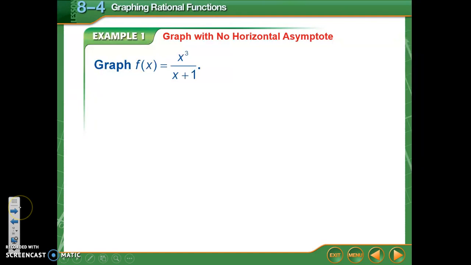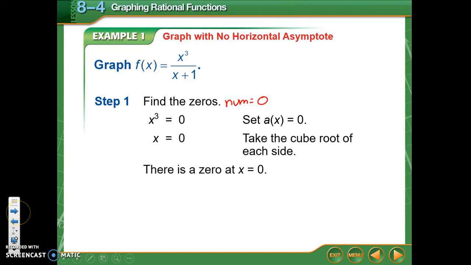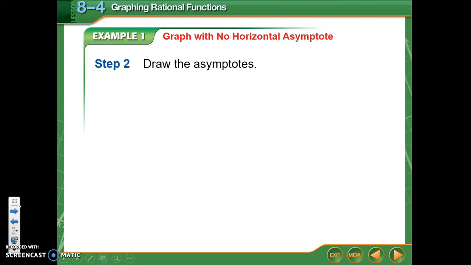All right, so let's take a look at this graph. This particular graph has no horizontal asymptote, which we'll see in just a second. So step 1 is to find the zeros. To find the zeros, we set the numerator equal to 0. In this case, my numerator is x cubed. When I set that equal to 0 and take the cube root, I get x equals 0. So the point (0, 0) is the x-intercept of the function.